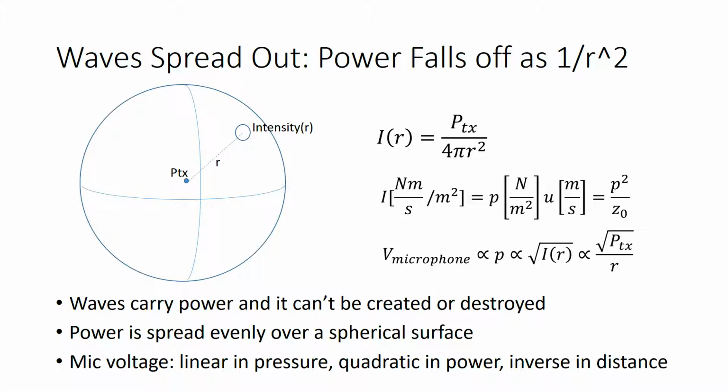And finally, if we substitute our first equation in for I(r) in our third line, we can see that the microphone voltage is proportional to the square root of the transmit power divided by r, the distance away we are from P_TX. So the big takeaway from this analysis is that your microphone voltage is proportional to the square root of your transmit power, and it's inversely proportional to the range that you are away from your transmitter. So in general, you'd expect a received power versus range curve to look like 1 over x.